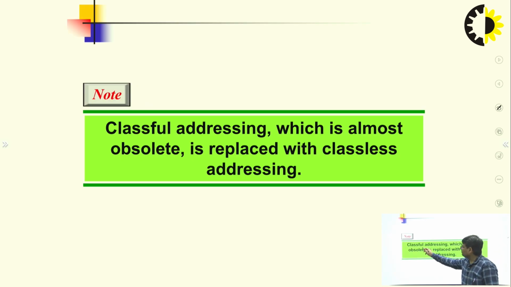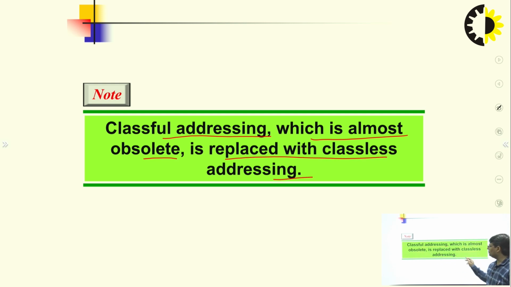So as I have discussed, the classful addressing, which is almost obsolete now, is replaced with the classless addressing, because when we divide the IP address into the different classes, a large number of IP addresses get wasted or are not utilized properly.